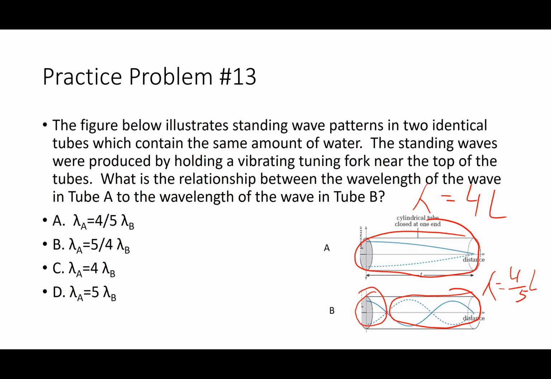So if we compare these two, what that tells us is that this wave is essentially 5 times the length of this wave. So let's look and find an answer here. It looks like our answer here is going to be D. Wave A is essentially 5 times longer than wave B.